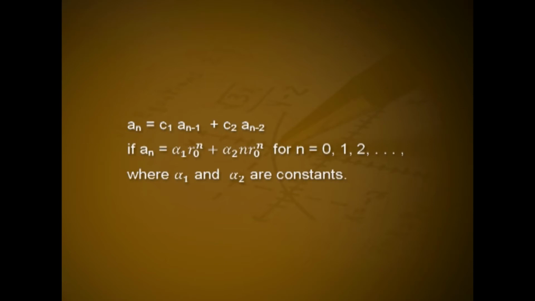Let C1 and C2 be real numbers. Suppose that r^2 - C1 r - C2 = 0 has a single root R0. Then the sequence a_n is a solution of the recurrence relation a_n = C1 a_{n-1} + C2 a_{n-2} if and only if a_n = alpha1 R0^n + alpha2 n R0^n for n = 0, 1, 2, etc., where alpha1 and alpha2 are constants.